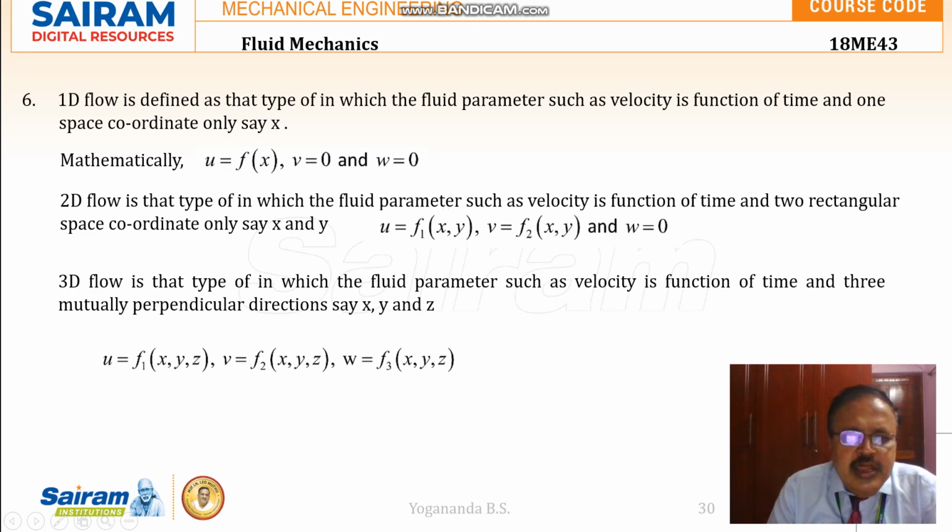2D flow is that type of flow in which the fluid parameter such as velocity is a function of time and two rectangular space coordinates x and y. So u is a function of x comma y, v is a function of x comma y, and the third velocity component w is 0. The flow where velocity is a function of time and three mutually perpendicular directions x, y and z, so we have all the three velocity components u, v and w, will be called three-dimensional flow.